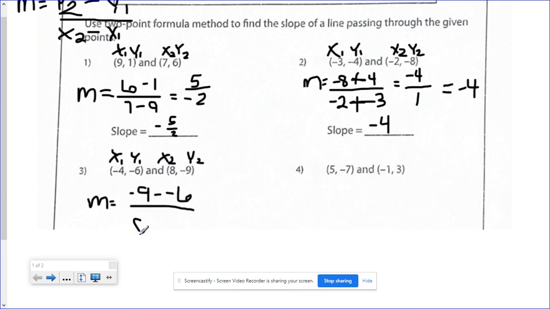And then 8 minus negative 4. So like I said, when you have two negatives that sit right next to each other like that, it becomes a big positive sign. Negative 9 plus 6, you can type this right into your calculator, is negative 3. And 8 plus 4 is 12. This one does actually reduce to negative 1/4, so I'm going to leave it like that.